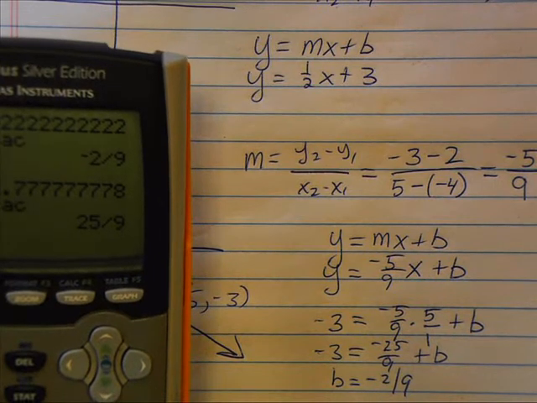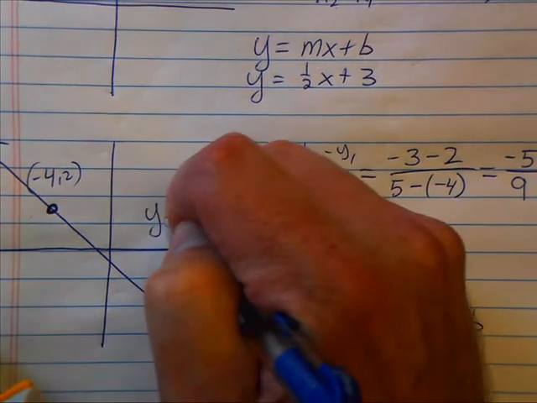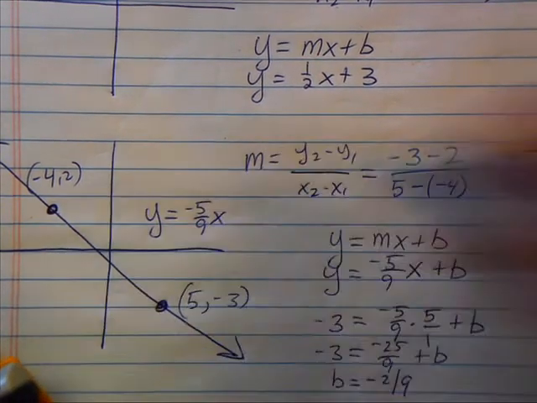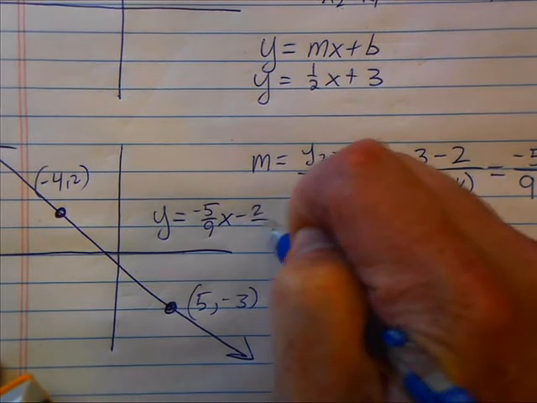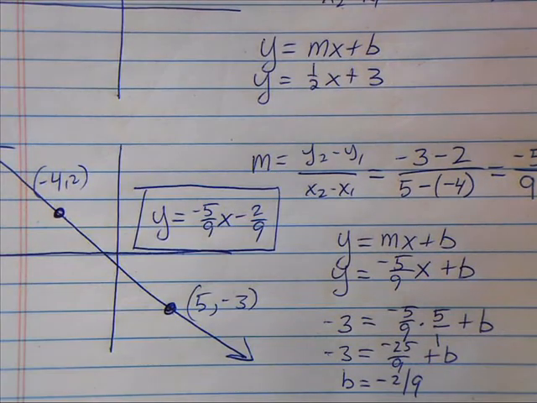Okay? All right, so final answer. Y equals negative 5/9 x minus 2/9. There's the equation of that line. Questions on that?